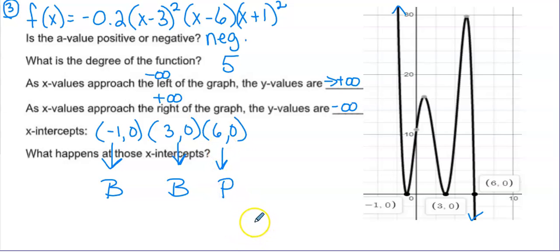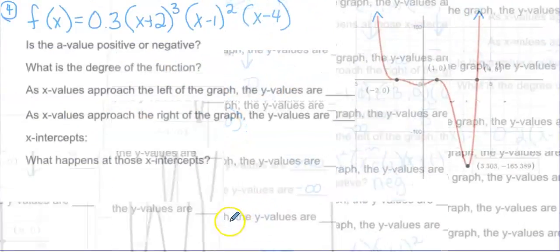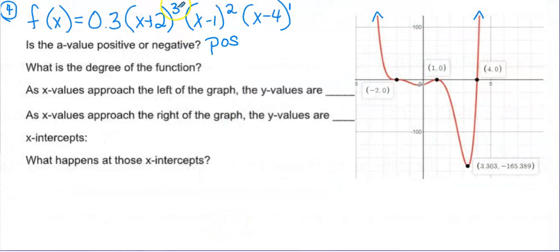Okay, so I wonder if you're noticing anything yet about the bounce and the pass and the curve. Because I think we'll slow down a little bit and do this one together. The degree is 3 plus 2 plus 1, which is 6.